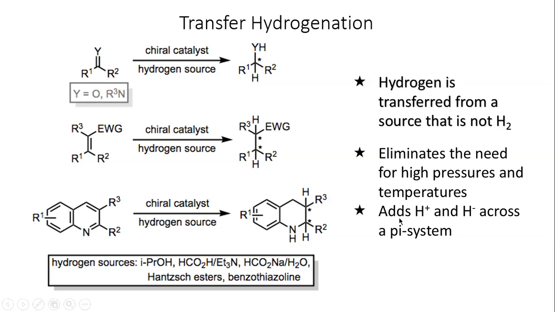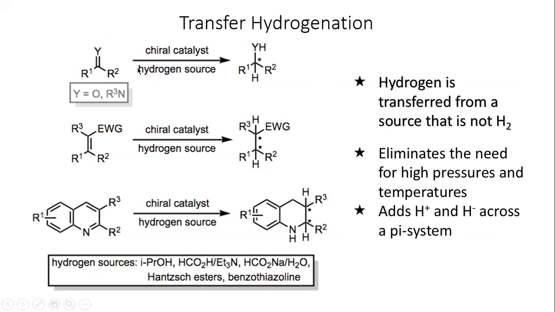Your hydrogen source is something that's not H2. And in theory, what you're doing is adding H plus and H minus across a pi system. So you add the hydride to the electrophilic site and then the proton to the nucleophilic site in that pi system. Right here, you can see this works for carbonyls and imines, right? Which is pretty amazing because one of the more elusive products is to get a hydroamination type reaction, which is exactly what your product would resemble if this is a nitrogen. That has been a very elusive reaction to do enantioselectively.